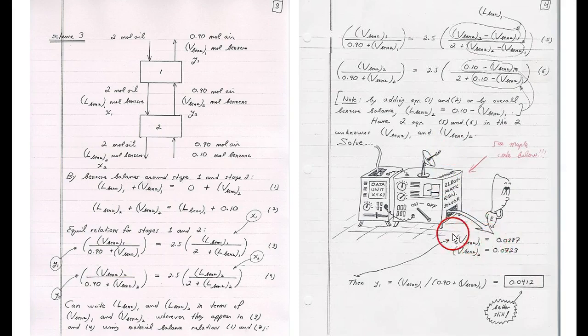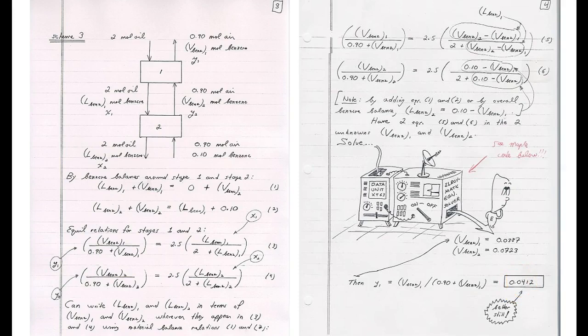So these are the mole numbers of benzene in this stream and this stream. What I'm most interested in is what is the benzene mole fraction in the final air leaving the upper absorption stage. And by the definition of mole fraction, Y1 comes out to be 0.0412, which is even lower.